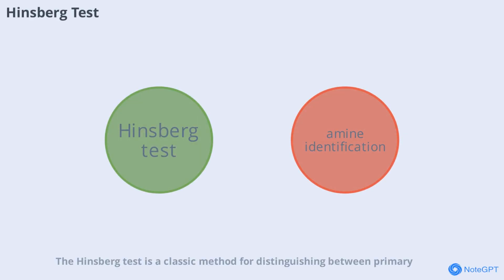The Hinsberg test is a classic method for distinguishing between primary, secondary, and tertiary amines. It involves reacting the amine with benzenesulfonyl chloride under basic conditions. The resulting products differ in solubility, allowing for easy identification.